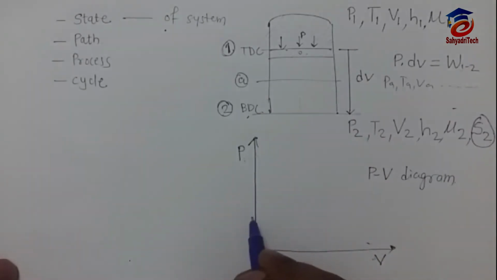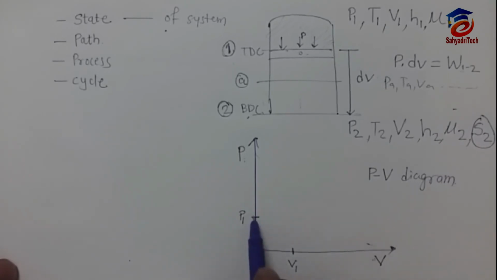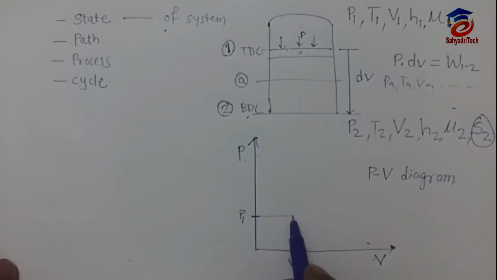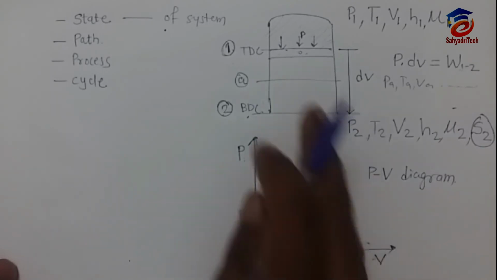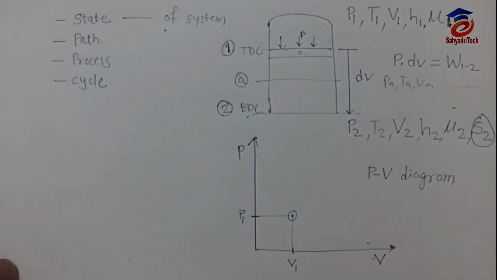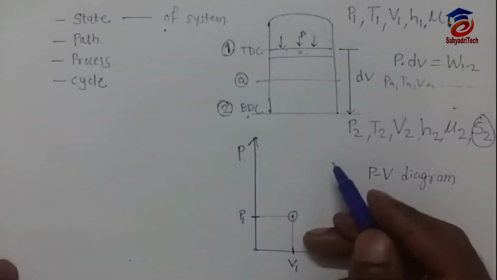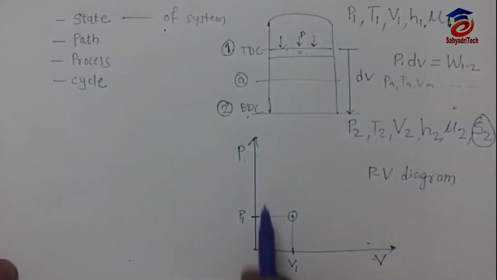Suppose this P1 is here, I have marked it. And how much is the volume? The volume is V1, that I have marked. So I am getting one point. I can mark T1 also. To mark T1 I have to use another axis, the Z axis. Here I am using only pressure and volume, two axes. So I am going to mark this point in space with the help of these two values. P1 I have marked, V1 I have marked, so here I have got the point.